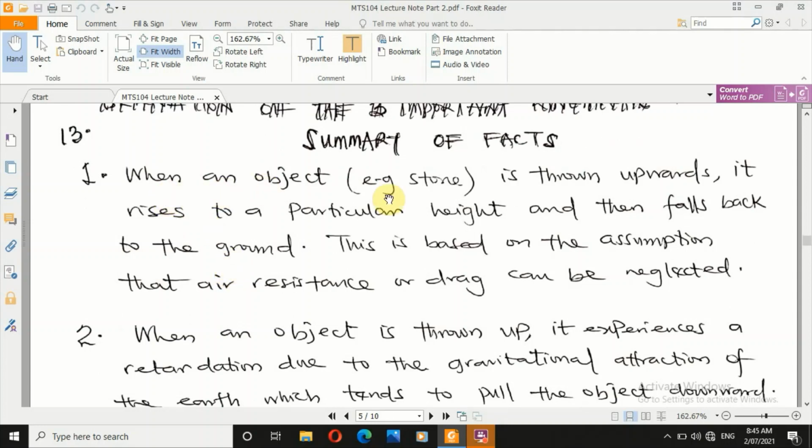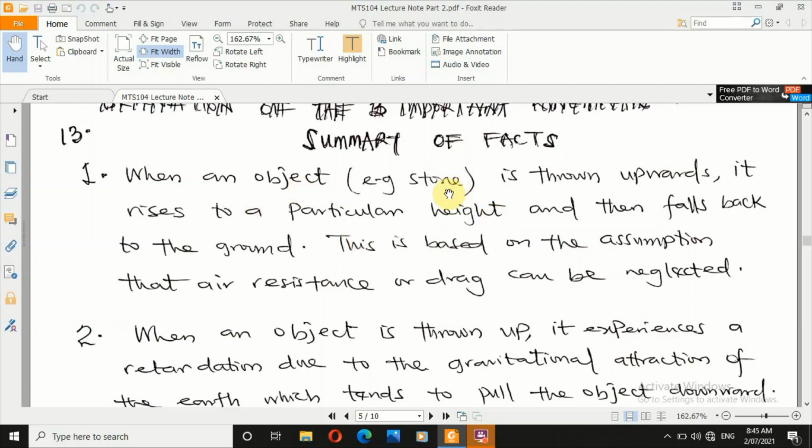Number 1: when an object, for instance a stone, is thrown upward, it rises to a particular height. I'm talking about an object that you throw upward. At the initial time, you have the velocity to be 0. But when you throw it up, the stone will continue going up. Then at the top point, the velocity will be 0. Then it will come down.